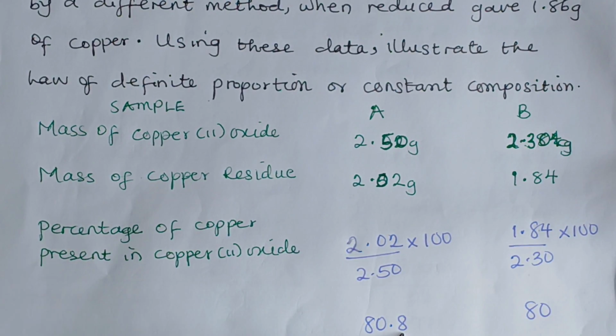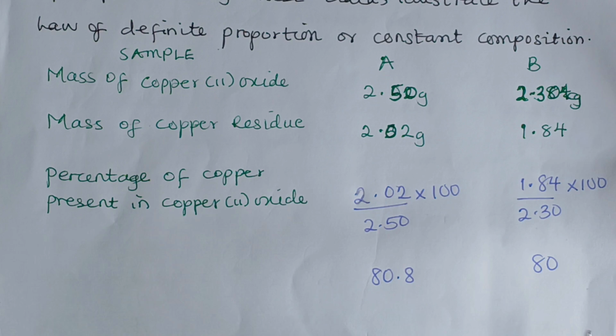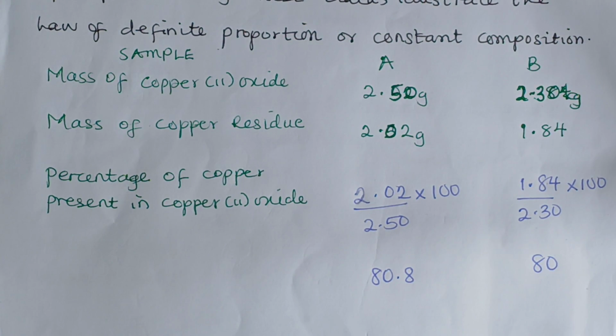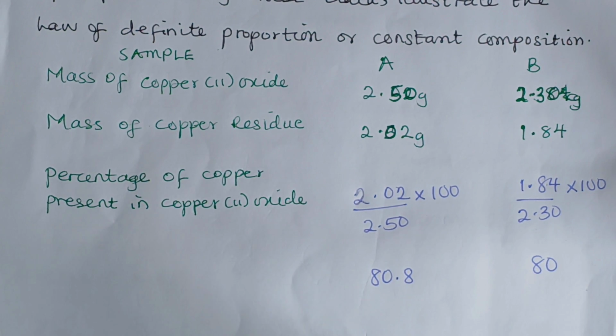You will notice that in each case, we have almost the same answer. So this is 80.1 and this is 80, which is roughly equal to each other, supporting the law that says that all pure samples of a particular chemical compound contain similar elements combined in the same proportion by mass. This is the law of definite proportion or constant composition, that is, anywhere, no matter the source of production, all pure samples of the same compound contain similar elements combined in the same proportion by mass. You can see here we have 80.8 and we have 80, almost the same.